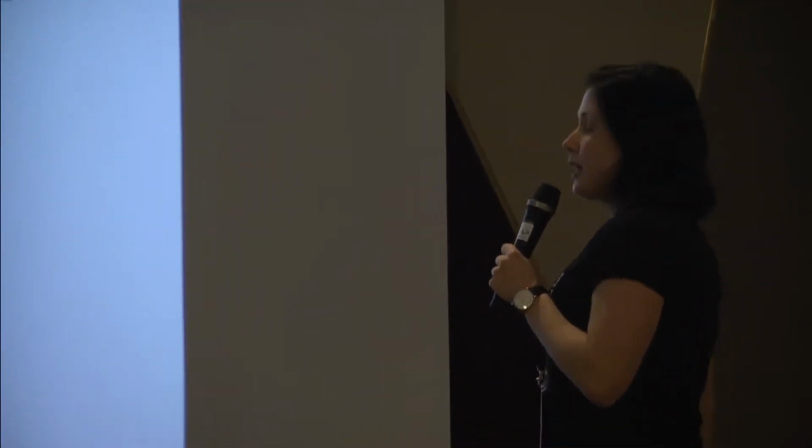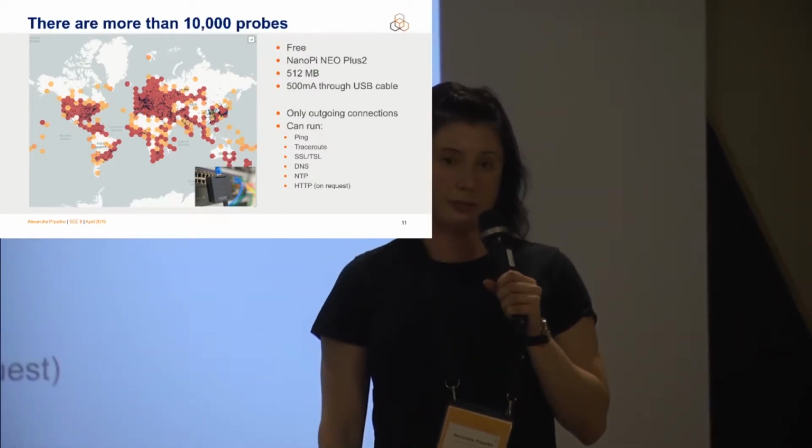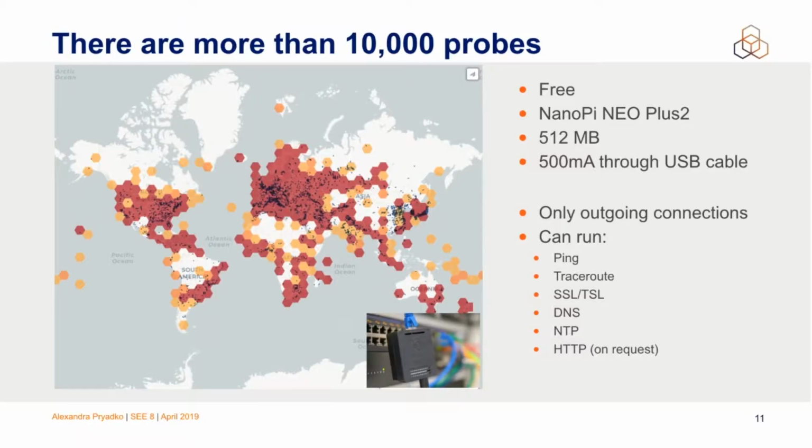Right now, there are more than 10,000 probes all over the world. It's a lot, and they're really small devices. Right now we're using version 4, and these are really tiny devices. They allow only outgoing connections, so there is no way you can access them and do something harmful to your network. So they're really passive, allowing only outgoing connections.